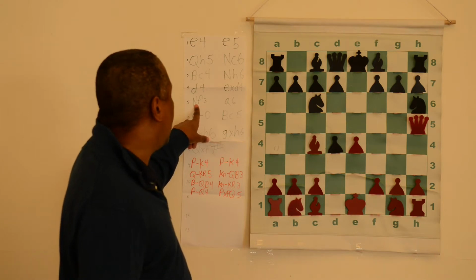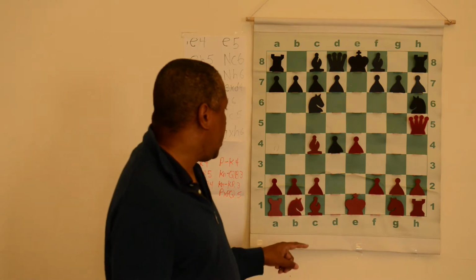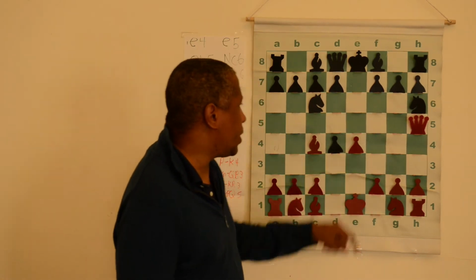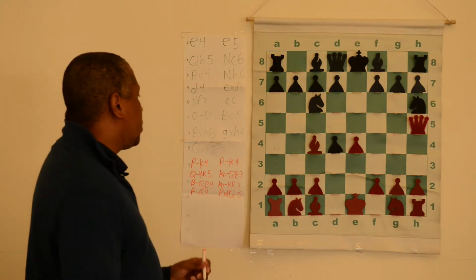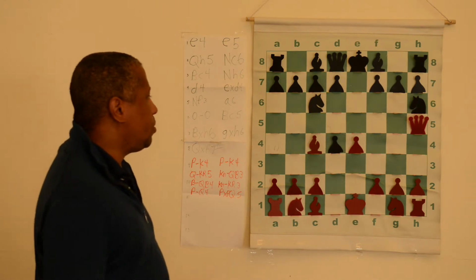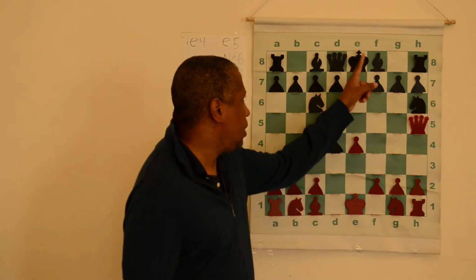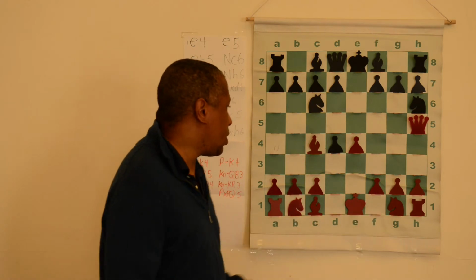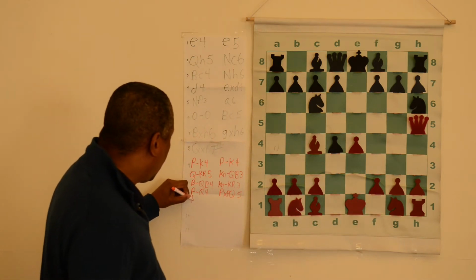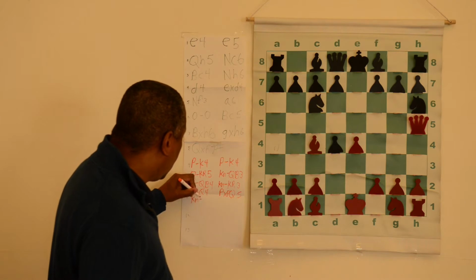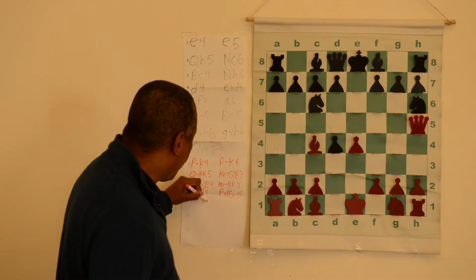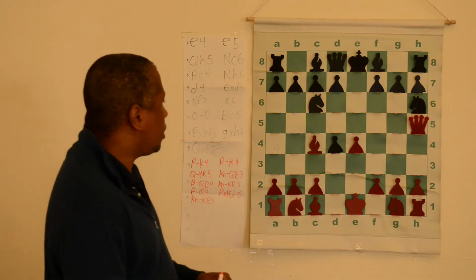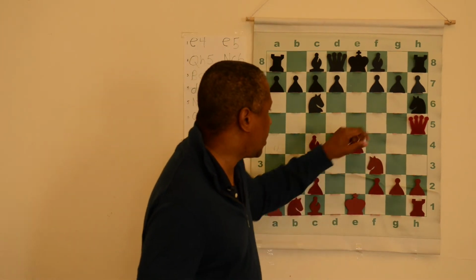NF3. So white moves NF3. So here's F, F1, F2, F3, and then the knight moves here. That's NF3. So how would we write that in descriptive notation? Well, which file is this? This is the king's bishop file. So we would go KN to KB3. Knight, king's bishop 3. Just like that.